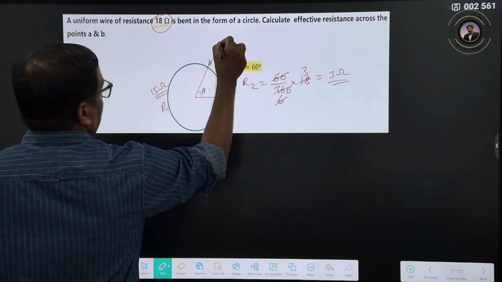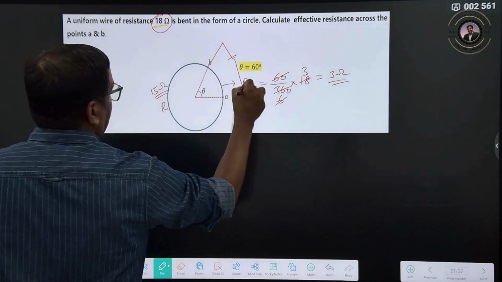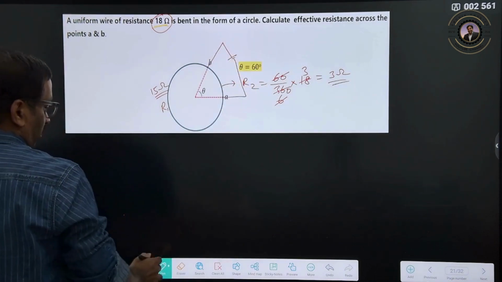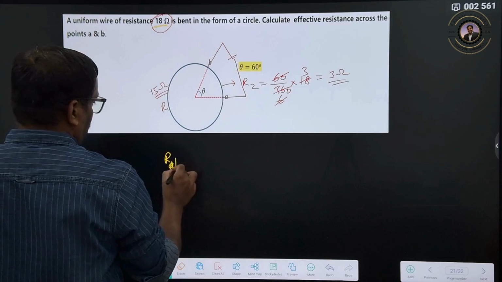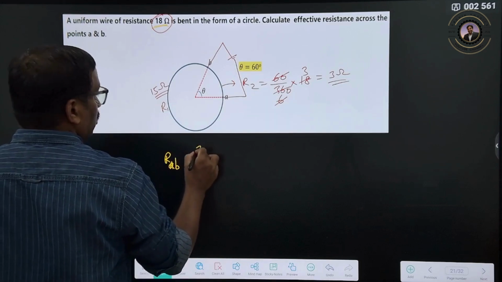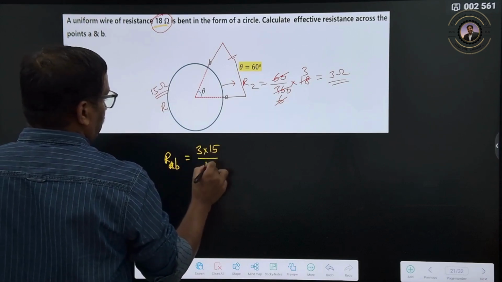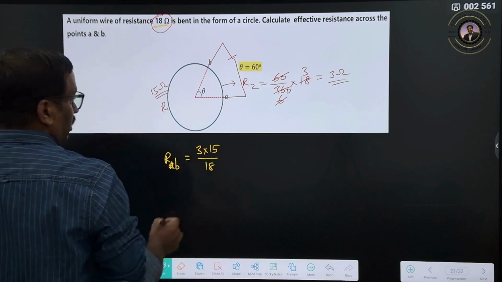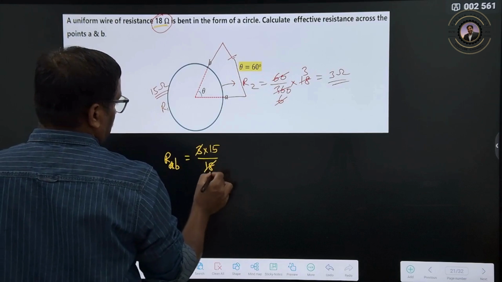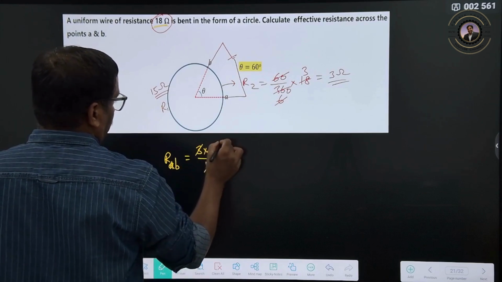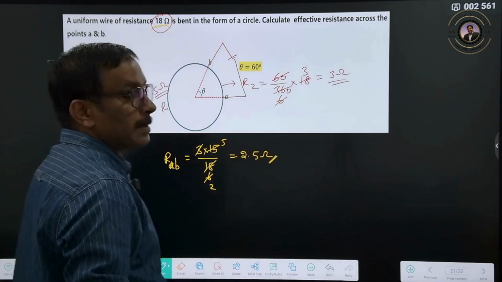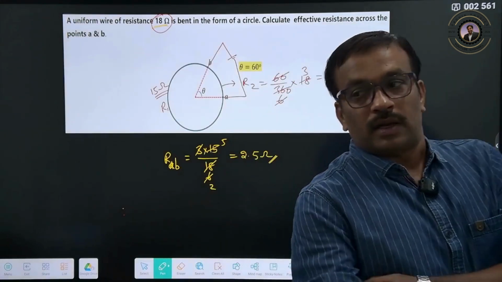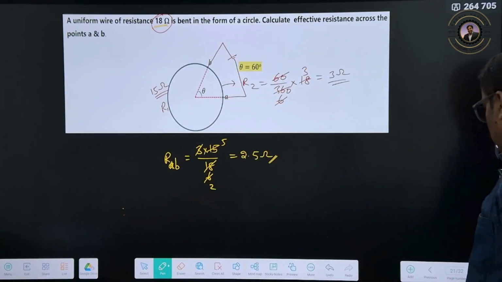They are connected in parallel. So RAB can be written as 3 into 15 divided by 18, which is 2.5 ohms. That will be your answer. Clear? Now we'll go for another question.